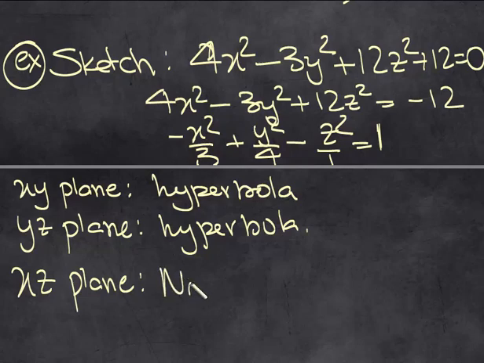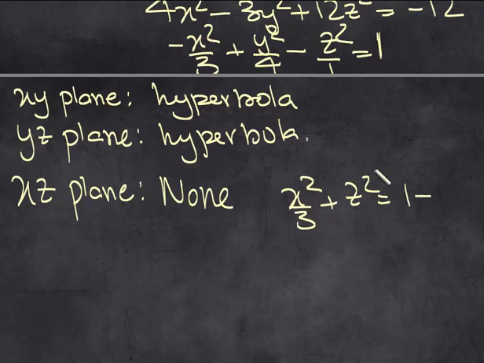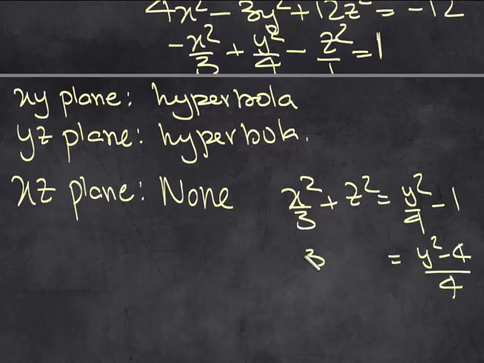We get none, but we will, so what did I tell you to do? Always check other traces, right? If you don't get anything, then check other traces. So when will we get something? Rewrite the equation and ask yourself, when will I get something? So if I rewrite it, I get this. I get x squared over 3 plus z squared is equal to y squared over 4 minus 1, which simplifies to y squared minus 4 over 4. I'm just rearranging it to see when I get traces.